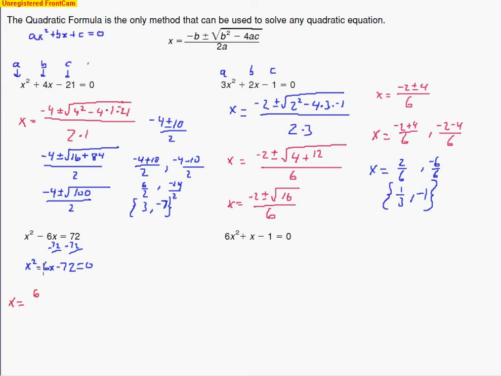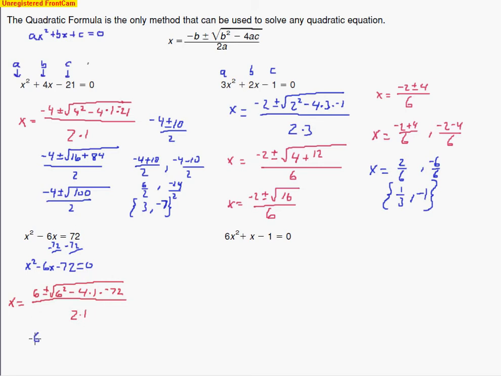The opposite of -6 is +6, plus or minus the square root of 6 squared, so 36 that'll become, minus 4 times a, which is 1, times c, which is -72. This is all over 2 times 1, 2a. So we go ahead and do some more work there.